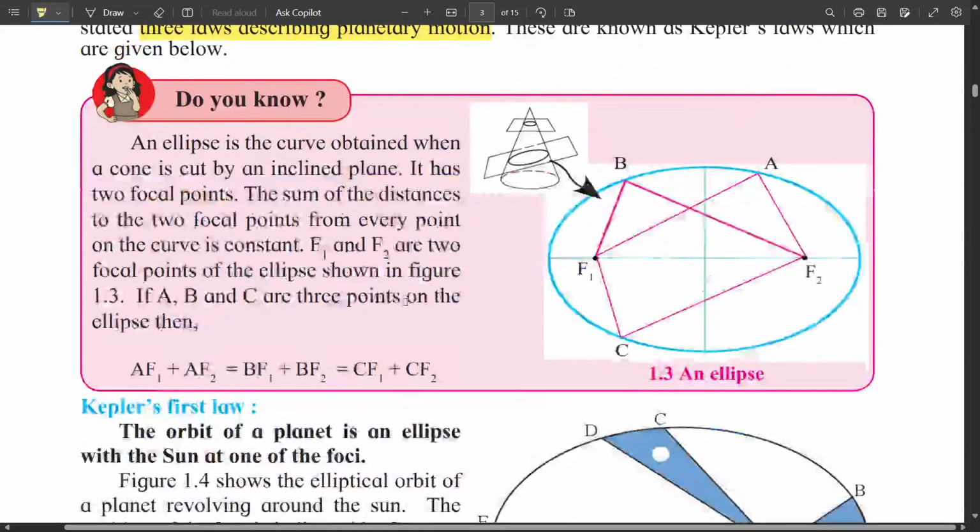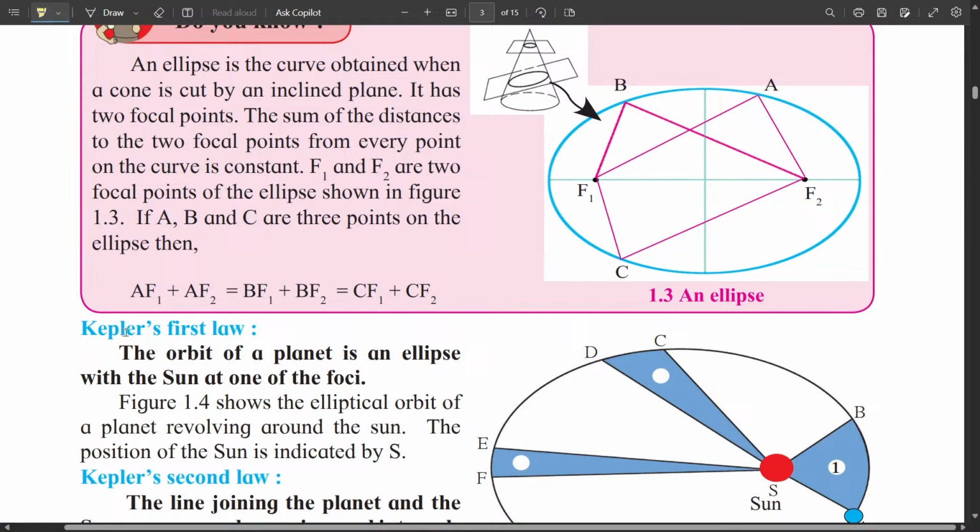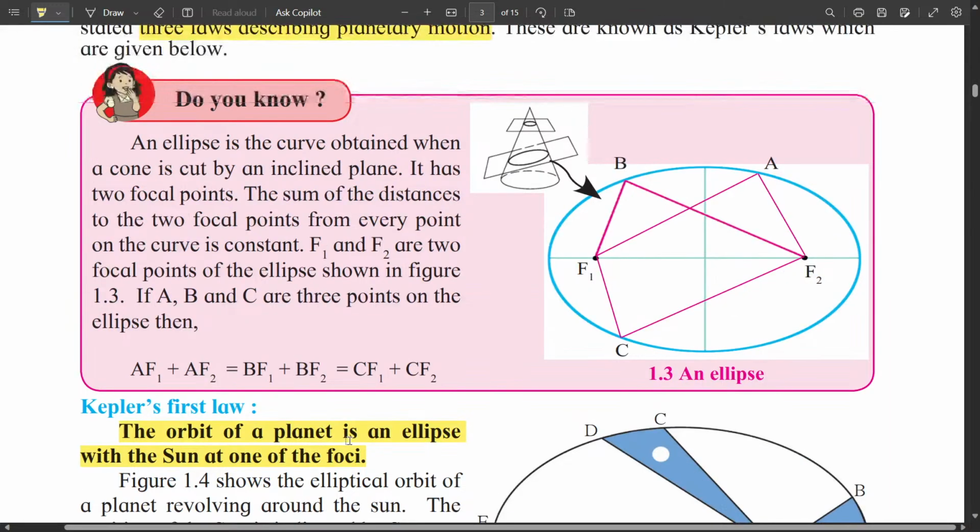So the first law states that the orbit of a planet is an ellipse with the sun at one of the foci. Now, before going into details of this law, we should understand what an ellipse is. An ellipse is a curve obtained when a cone is cut by an inclined plane. So here, as you can see, a cone is shown.